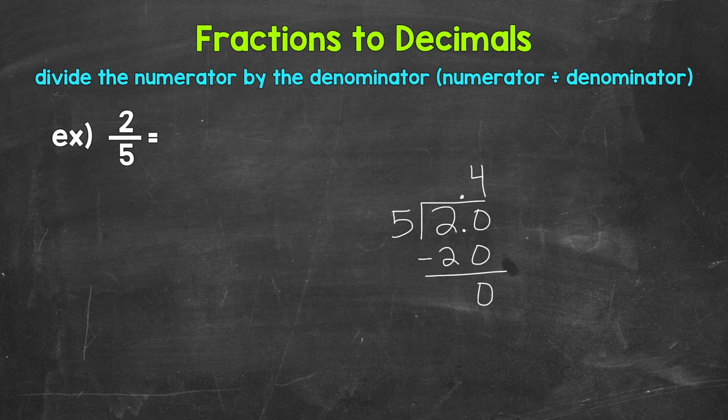So let's write this up here. 2/5 equals 0.4. Again, 2/5 equals 4/10. So there you have it. There's how to convert 2/5 to a decimal.